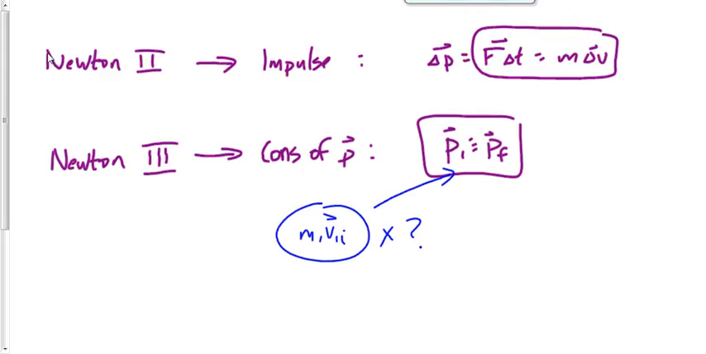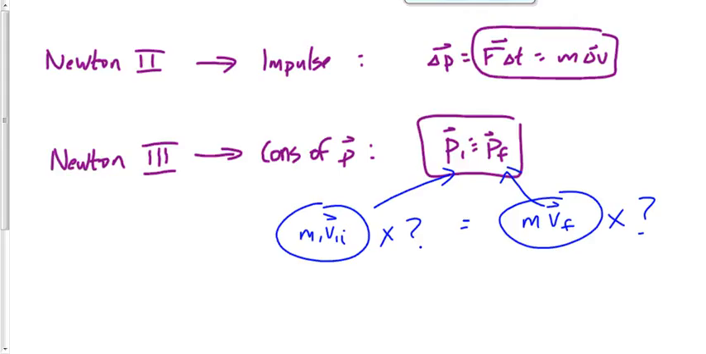Every once in a while I get somebody saying M1V1i times M2V2i times M3V3i and so on. Remember, it's the sum. You're adding the momentum together. Pf, same deal. We're going to have an MV term for every object that we happen to have. A lot of times these two objects collide and stick together, so it becomes only one term for one object. But if they bounce apart, then it's two terms for two objects or three terms for three objects, whatever the case may be. At this point, plug in your numbers and solve.